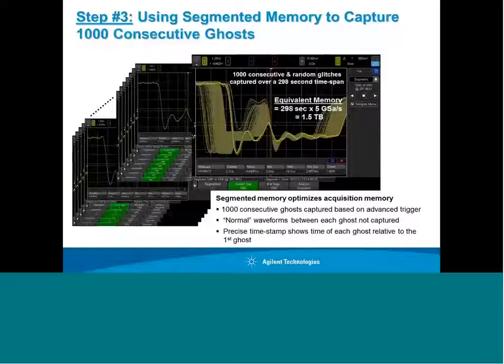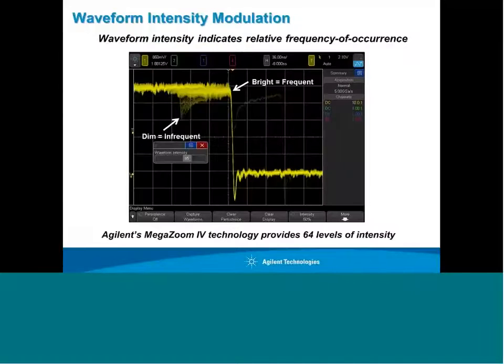The equivalent memory, if I was to use continuous acquisition, if I didn't have segmented memory, in this case would be 1.5 terabytes of memory. Again, this is way beyond the capability of any scope on the market today, but it can be done using segmented memory.